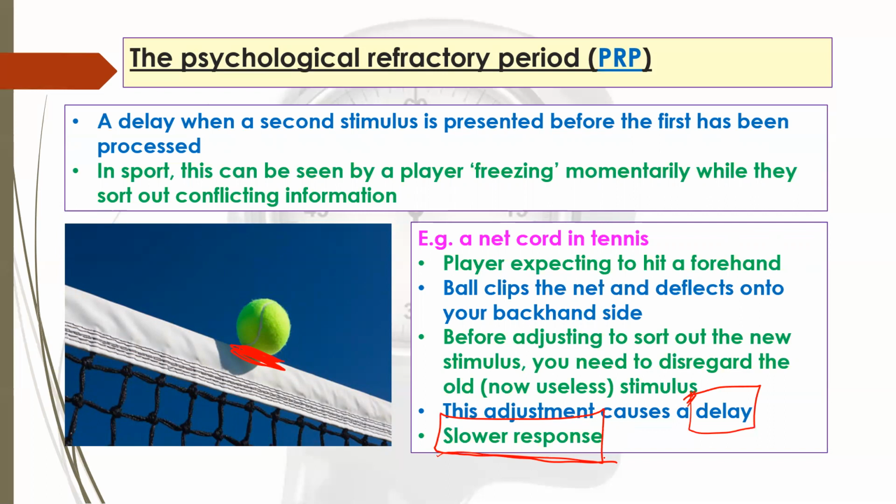At an elite level, depending on how severe the net cord was, they might be able to produce something. But it's going to be a very difficult shot. More often than not, it's going to be a weak shot, or they're going to make an error off that shot because they're rushed. The reaction time is slower, so they have to rush the movement time, and as a result, they'll miss the shot.